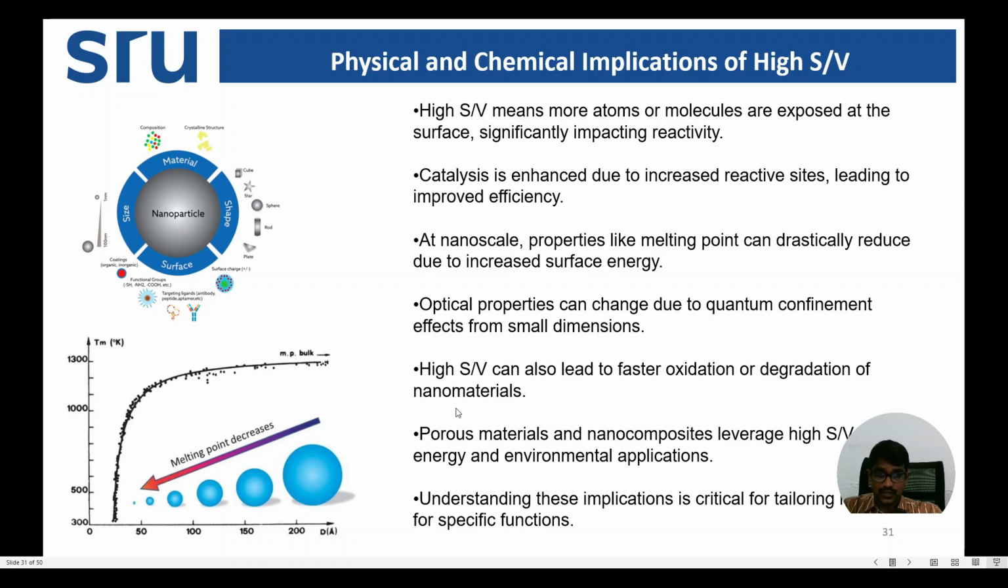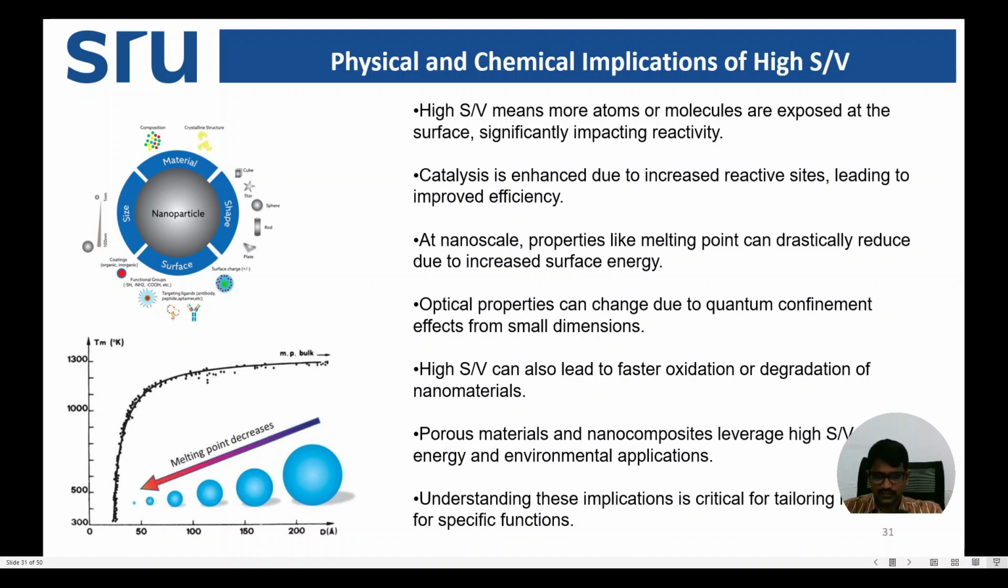All these properties will change the surface to volume ratio. Some morphologies, some shapes will have higher surface area. So size matters, shape matters, and the material matters, whether it is zinc oxide or TiO2 or SnO2. Some materials will have a porous structure.